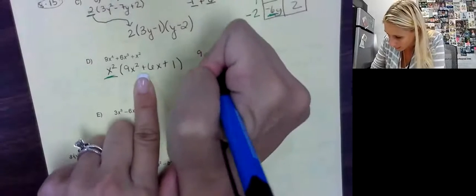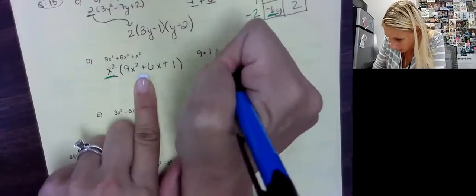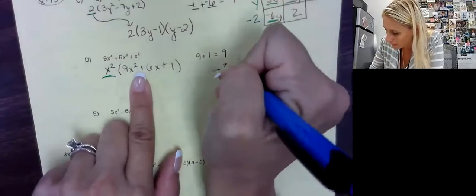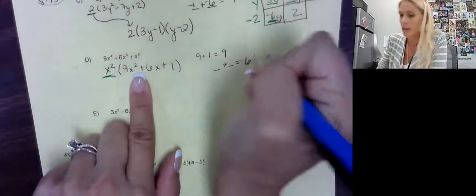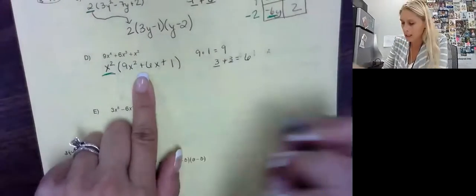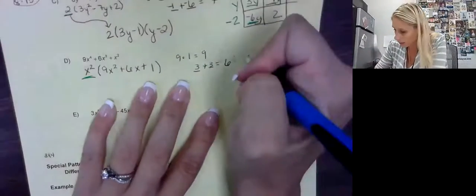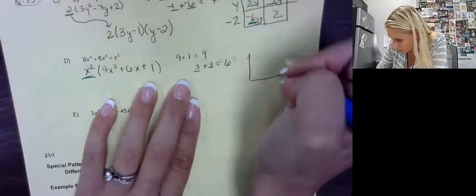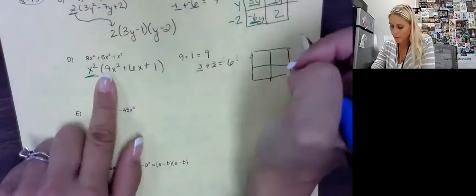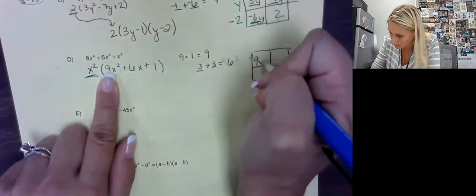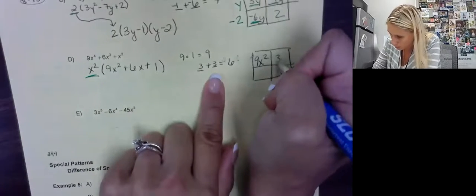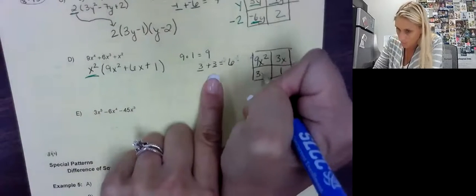So A times C. Then we're going to ask ourselves, what two numbers multiply to give us 9, but add to give us 6? Hopefully you're thinking 3 and 3. And I don't have to worry about my negatives. So let's make our box. Okay, that first term right there, 9x squared, constant, that's 1, and then our 2 other terms.